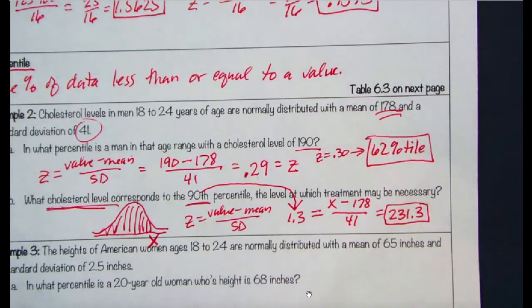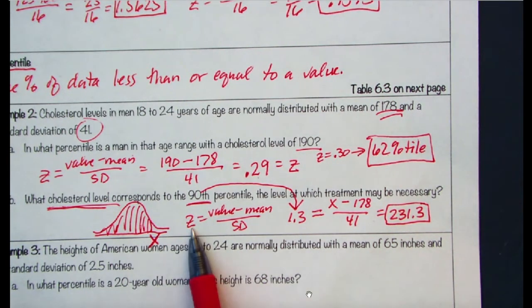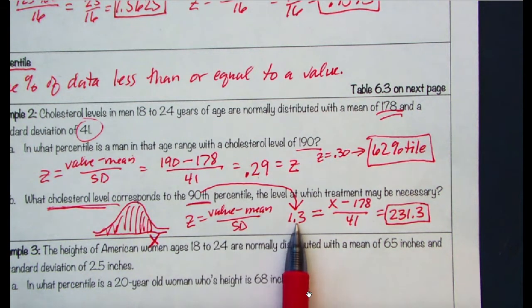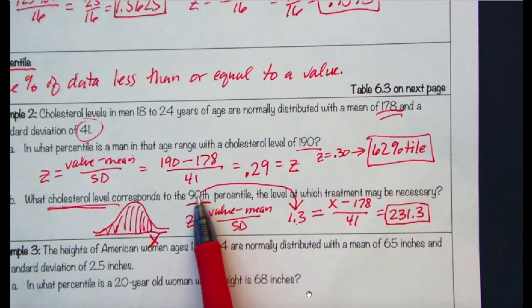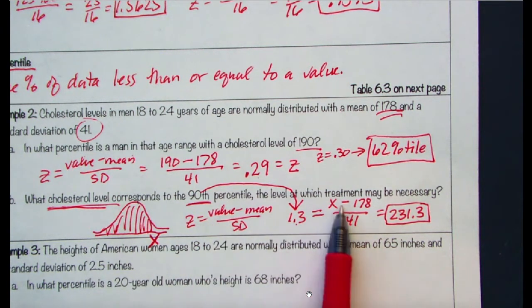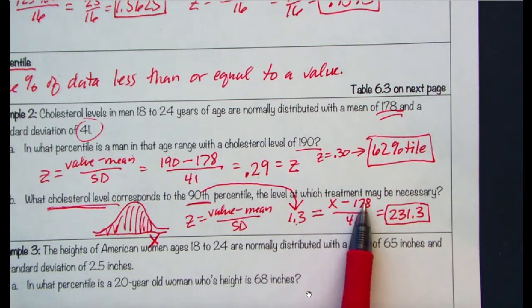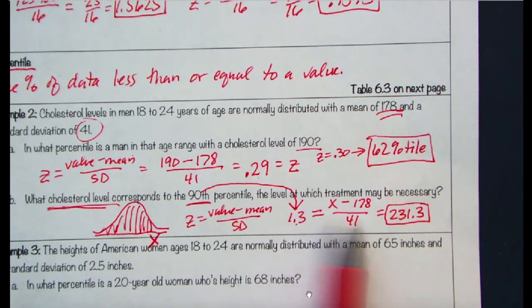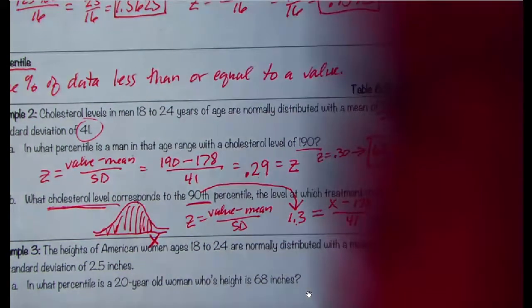So the z-score formula is what we used. But what we had to do first was look up what 90th percentile means. So 90th percentile in the table corresponds to a z-score of 1.3. So I used the z-score and substituted 1.3. Then the value is something we don't know, so I used x. We still know the mean is 178, and we still know the standard deviation is 41. So this is the little equation that I started with and set up. And using the calculator, I got 231.3.